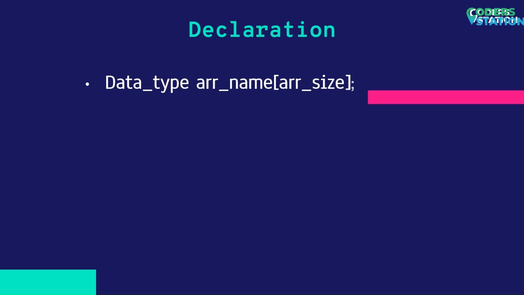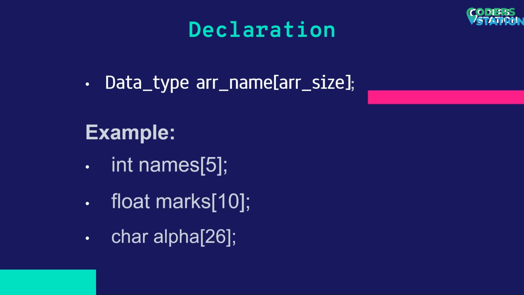Now let's see some examples to better understand array declaration. Here we have three examples: int name[5], float marks[10], and char alpha[26]. So you might have a question: what are these 5, 10, 26? Let me clear this. In these examples, we have declared arrays named names, marks, and alpha to hold integer, float, and character data types respectively, of size 5, 10 and 26.